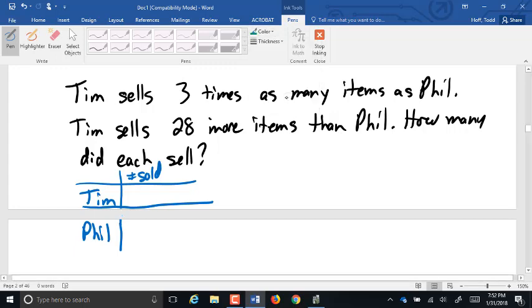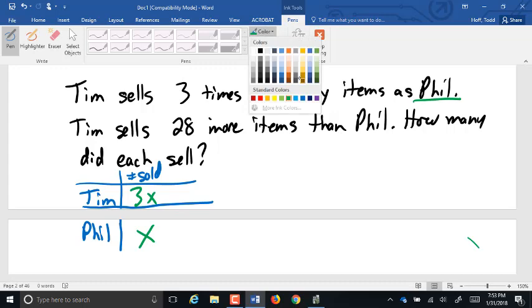So once again, we're looking for the number sold. We have 2 amounts to find. Is one of them calculated from the other? Yes. Tim's sales is 3 times that of Phil's. So Tim's sales is referenced from Phil's, is the technical way of writing that. So which one do I need to know first? Phil. So Phil is x. And if I know Phil's, how do I find Tim's? 3 times that, so 3x.